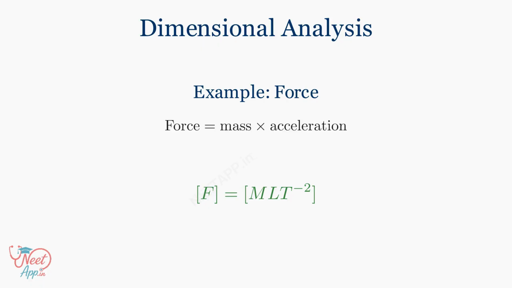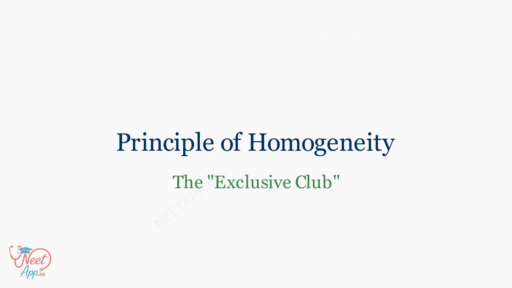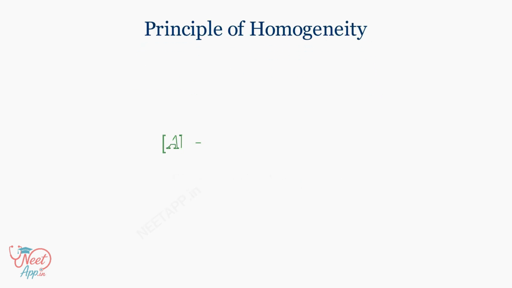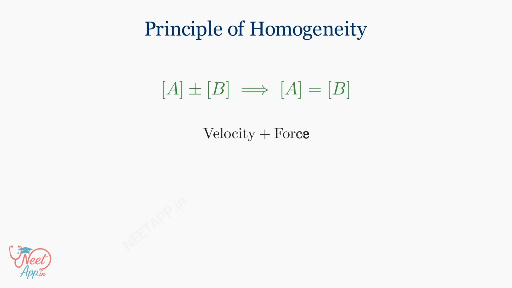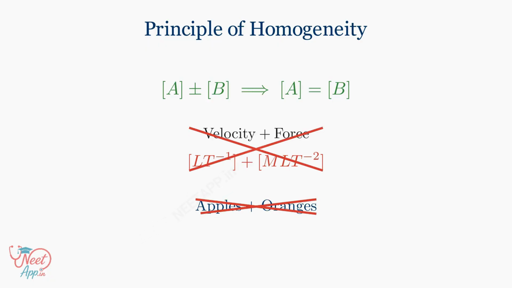Now, let us introduce the golden rule, the principle of homogeneity. Think of this principle as an exclusive club. You can only add or subtract physical quantities if they have the exact same dimensions. You cannot add velocity to force, just like you cannot add apples to oranges.